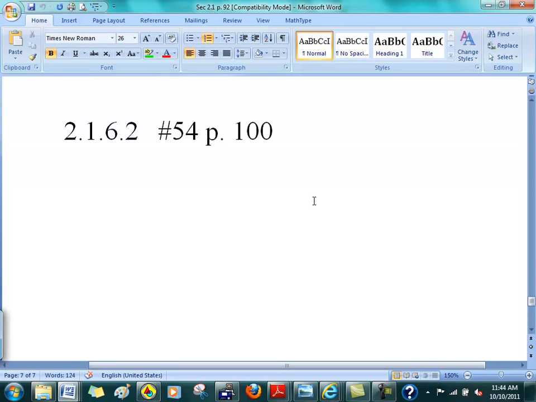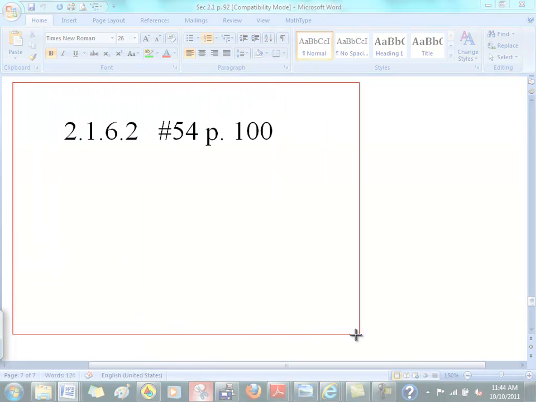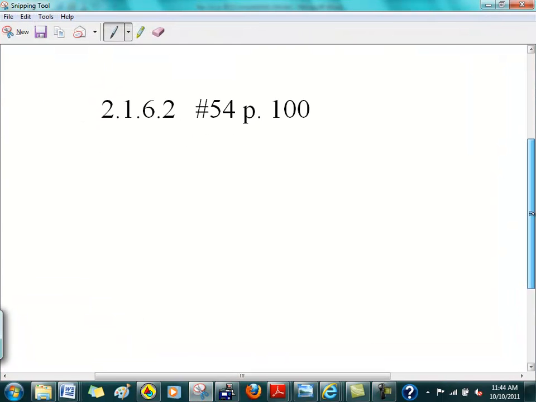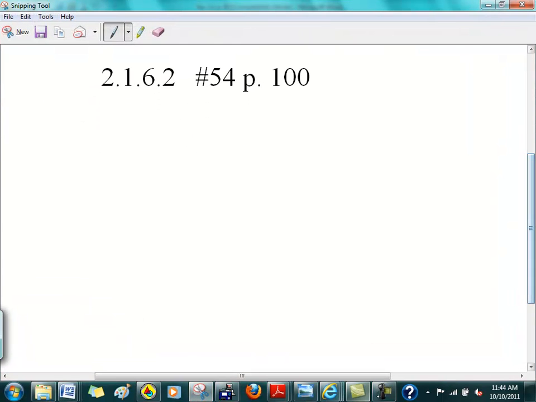Number 54, page 100. What is that all about? Hopefully it's a word problem. Yes, it's a word problem. Okay, everybody got the right page there, 100. Number 54.